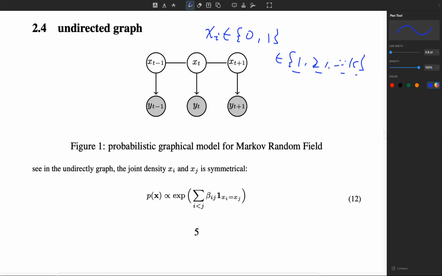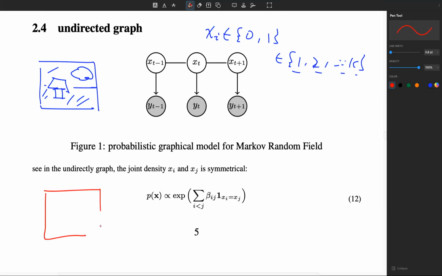So if you are performing image segmentation, if you have an image, right? If you have a house here, and a cloud here, and the rest of it is grass, or this is the sky, and that's just the grass, right? So you probably see there are four segments. Each one of these pixels, let's just say this is a pixel. This is an xi, okay?